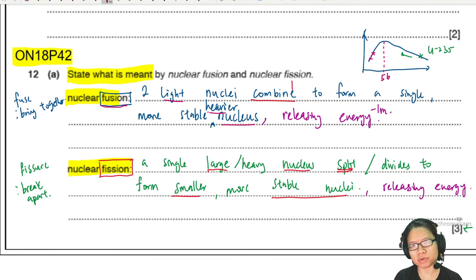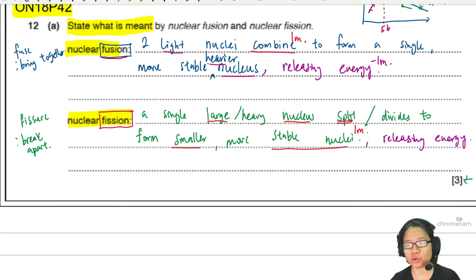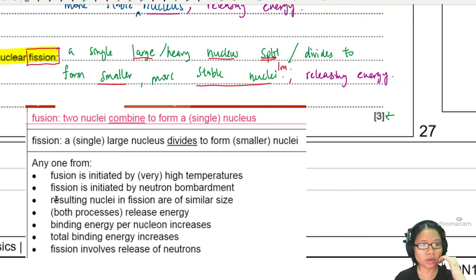You may think it's unreasonable. I agree, but CAIE is like that. It doesn't hurt for you to write more. What are other things that you can write to get your 3rd mark? Any other information that has to do with fusion or fission? I will give you a list right now. For example, fusion is initiated by very high temperature. Fission is initiated by neutron bombardment. Think about the conditions.